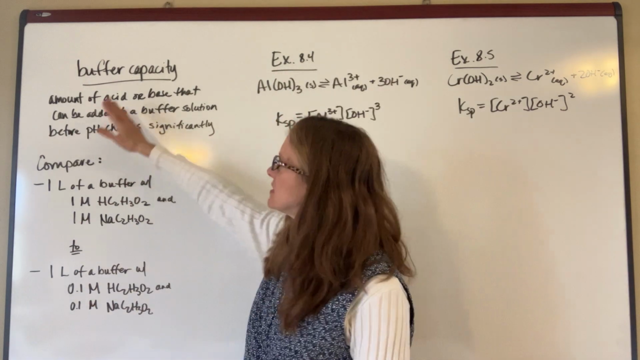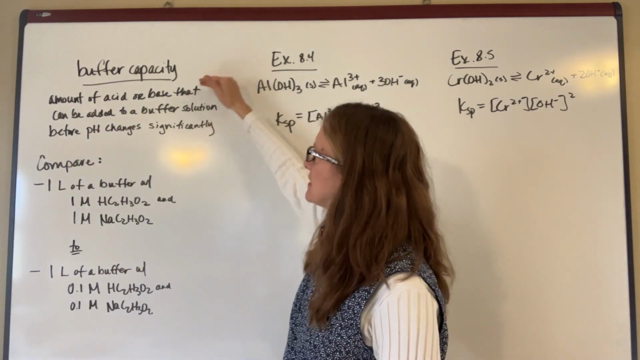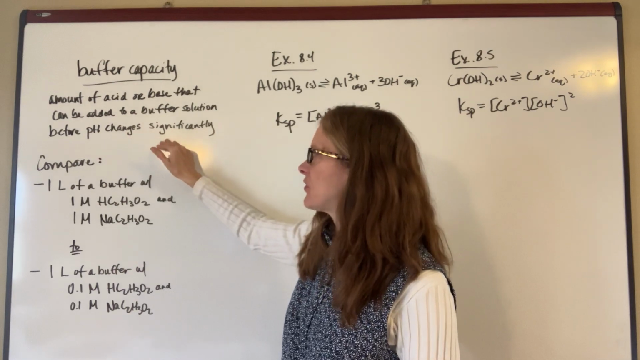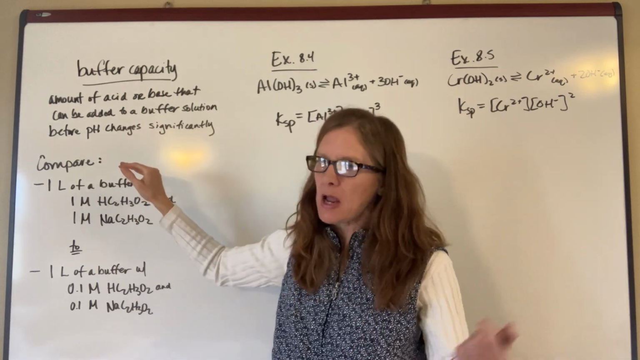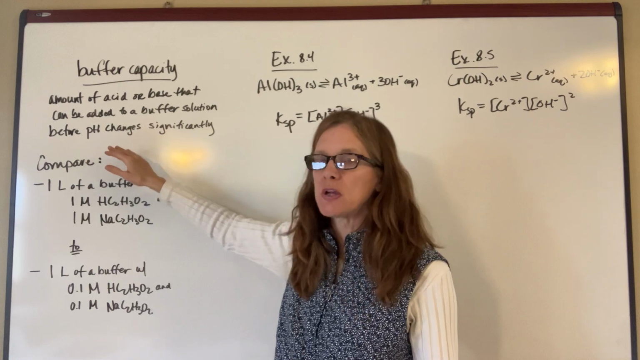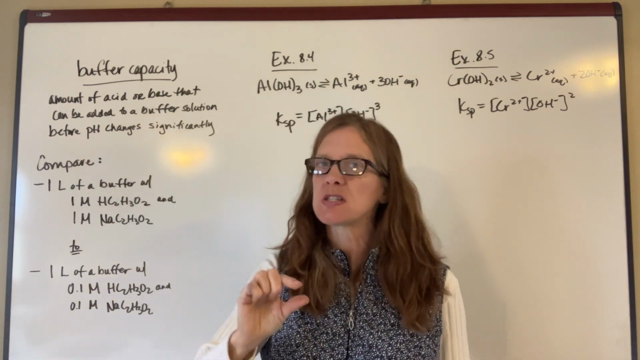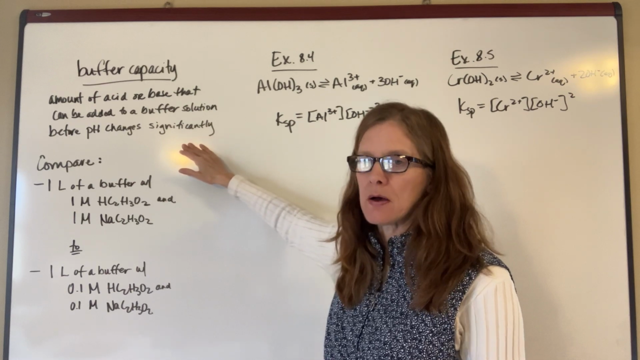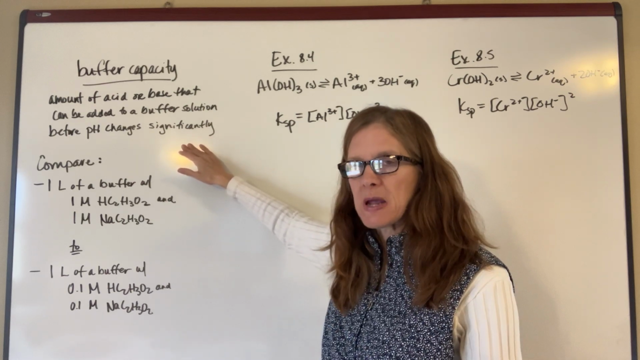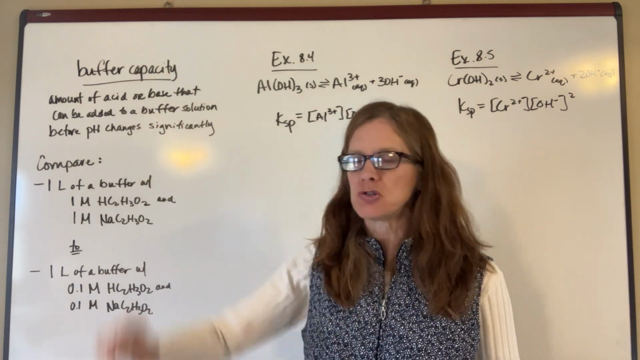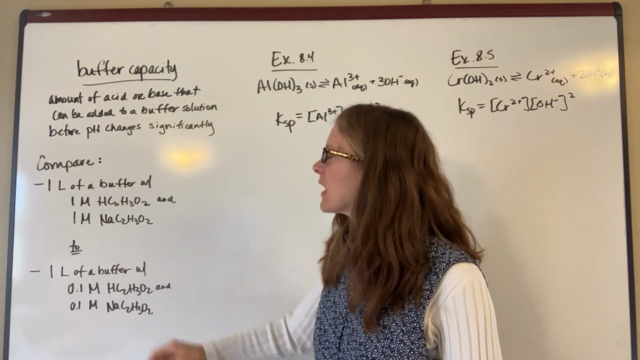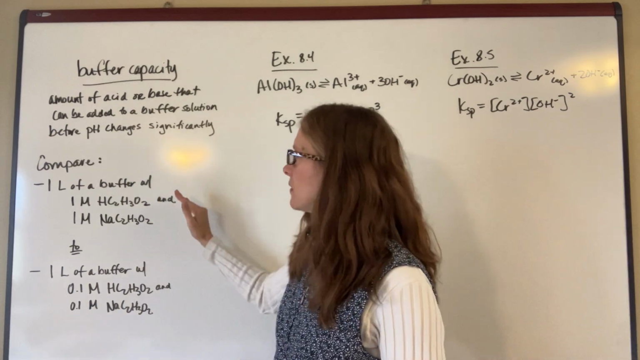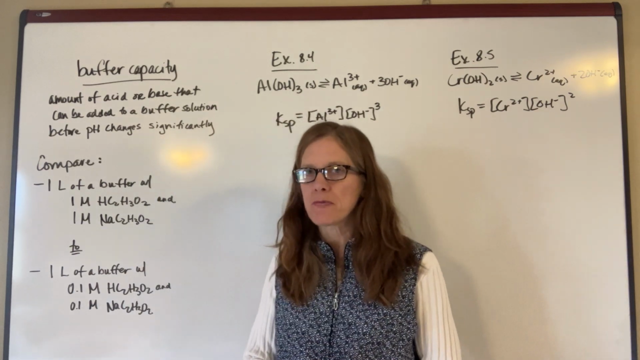Buffer capacity is defined as the amount of acid or base that can be added to a buffer solution before the pH changes significantly. Now, we've already seen that no matter how much acid or base you add, the pH is going to change, but the change is small, at least for a while, until you run out of that acid or that conjugate base. And then at that point, your pH is just going to shoot all over the place, okay? So to understand the concept of buffer capacity, let's compare two different buffer solutions.